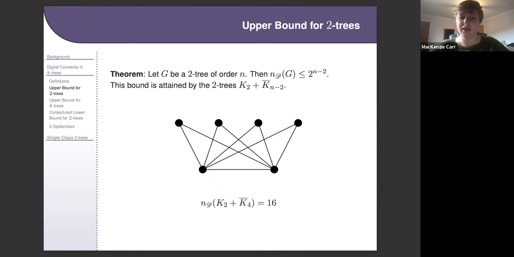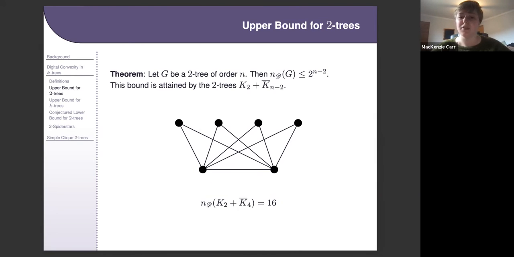And this is sharp because it's attained by 2 trees that are the join of a K2 and n minus 2 independent, isolated vertices. So there's an example of order 6 here. And similar to what we saw with the stars, we can form the digitally convex sets.